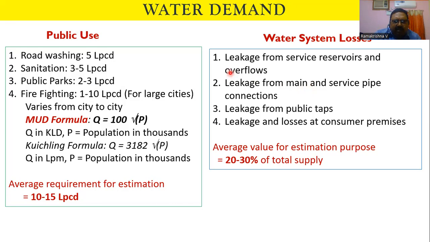We can identify that there will be some leakages from service reservoirs and overflows. There will be some leakage from main pipes and service pipe connections. There will be some leakages from public taps. There will be some leakages and losses at the consumer premises. But these we cannot directly account for, so we can take an approximate value, which is around 20 to 30% of total supply. If the maintenance is not proper, this value may further increase to 40% or maybe up to 50% also.